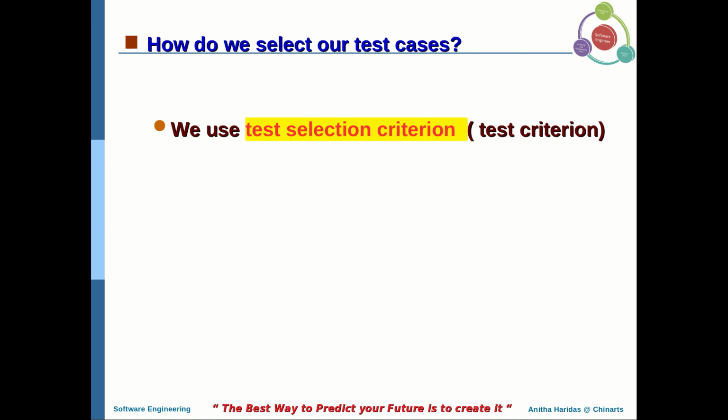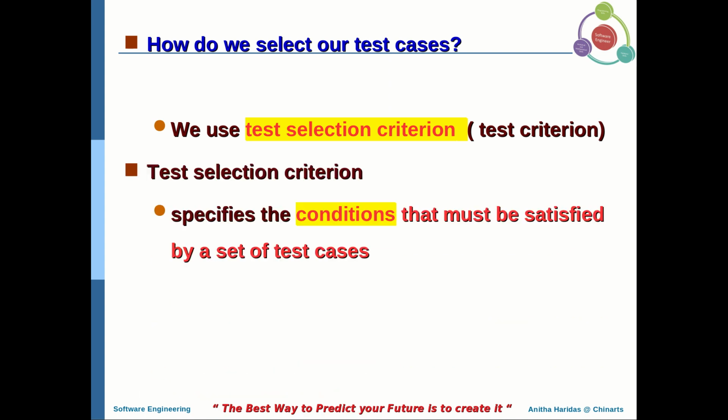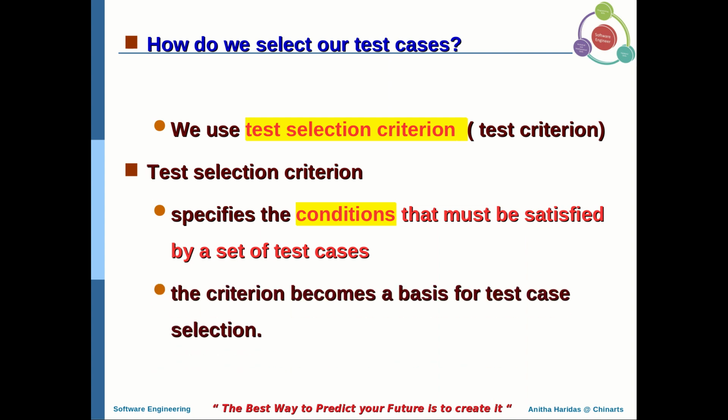If I want to select a test case, we use a test selection criterion. The test selection criterion specifies the conditions that must be satisfied by a set of test cases. The criterion becomes the basis for test case selection. So you are going to specify a criterion. What is the criterion? You want to test whether the database connection is proper or not. That is the criterion you can mention. Then based on that, you will list the set of test cases.